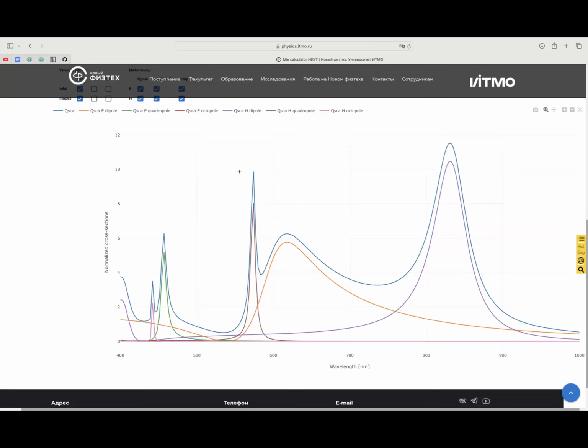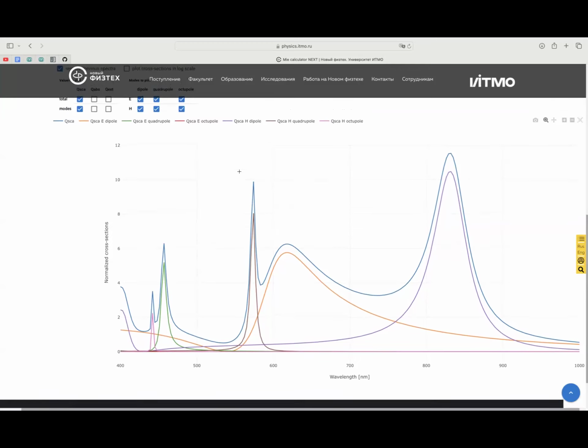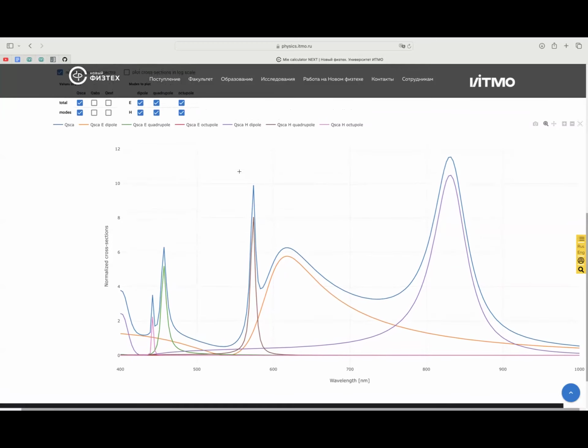For example, if we have some colloidal spherical particles and we want our particles to shine bright, we know the radius and the refractive index of our particles, and we want to find the wavelengths at which they will shine as bright as possible. We just need to calculate these scattering coefficients, these Mie coefficients, and find the position of maximal scattered power.